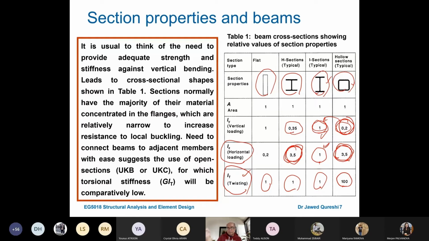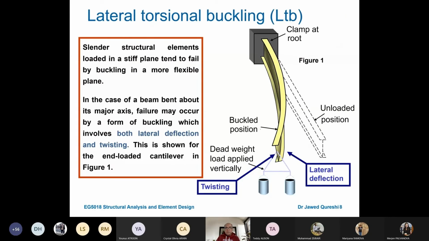I could probably use a rectangular hollow section, increase the depth, and use a section like this. But again, it will have 2 webs instead of 1 web over here, and that will increase the material, which will increase the cost. Now this slide again shows lateral deflection and twisting, and if we combine both, this is termed as lateral torsional buckling.